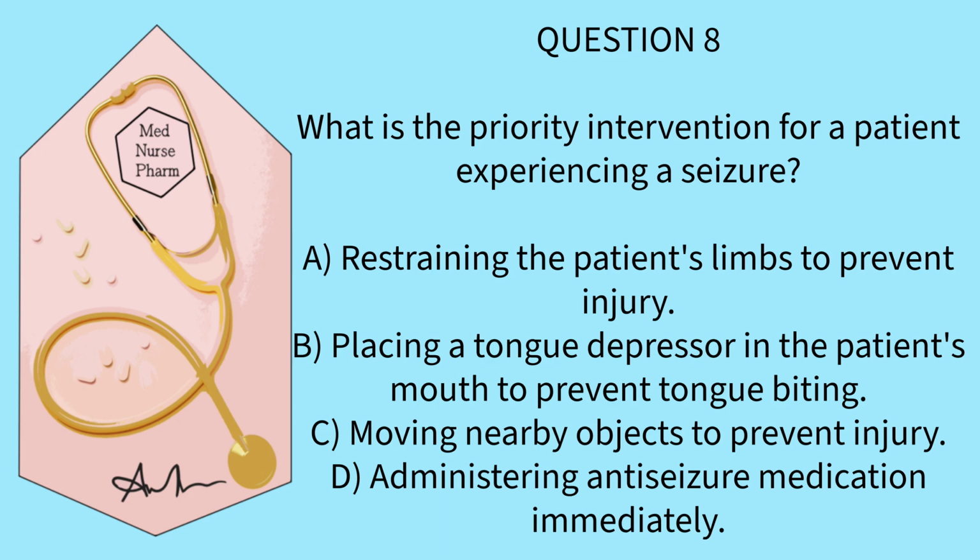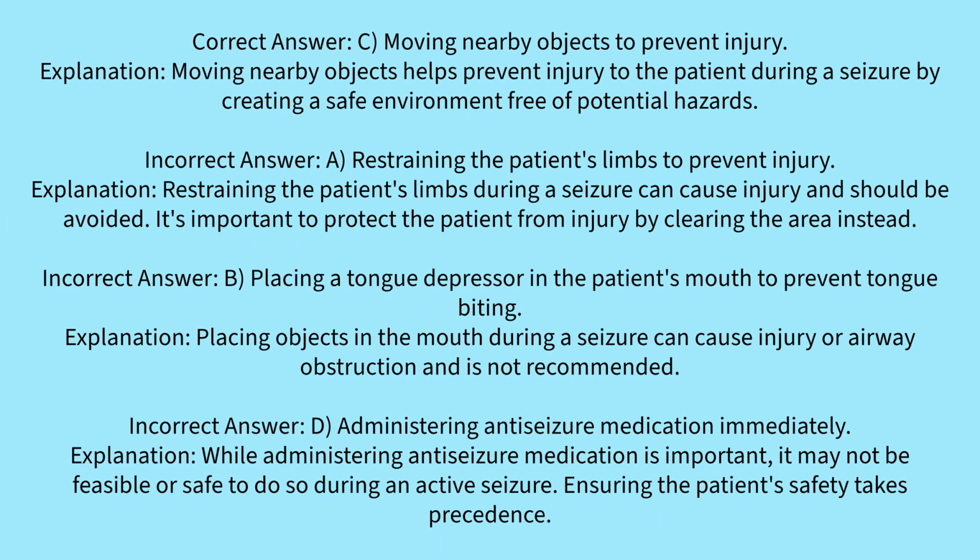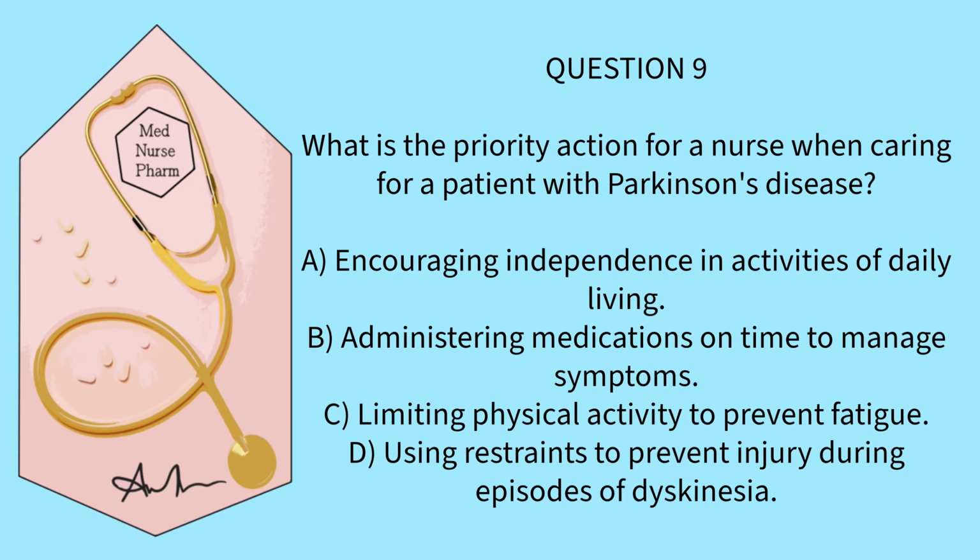Pause the video and select your answer. The correct answer is C, moving nearby objects to prevent injury. Moving nearby objects helps prevent injury to the patient during a seizure by creating a safe environment free of potential hazards. Question 9. What is the priority action for a nurse when caring for a patient with Parkinson's disease?